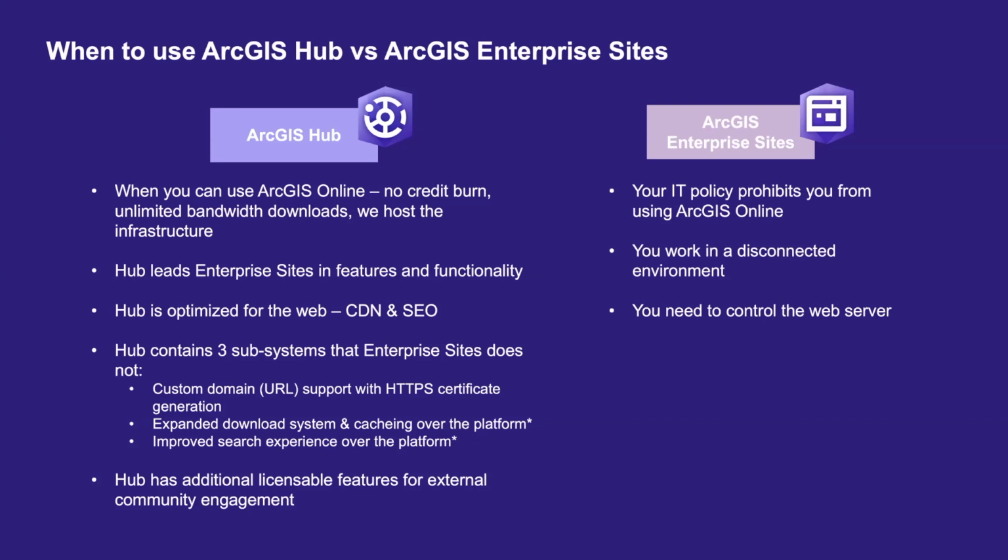And it contains three subsystems that aren't yet in enterprise. Those are, we can support multiple custom domains in the Hub application. We also have an expanded download system, which can go from your data stored in your feature services into a variety of formats for public data. And we have an improved search experience over the platform. These are all things we're going to try to fold into enterprise sites, but it's going to take us a little time. Hub also has the Hub Premium functionality we'll talk about later. So if you're on the enterprise sites side of the house, you might consider using that. If your IT policy prevents you from using ArcGIS Online, you need to be on your own network with full control of all the great pieces of ArcGIS Enterprise, the web adapter, the portal, all the different components of server and whatnot.